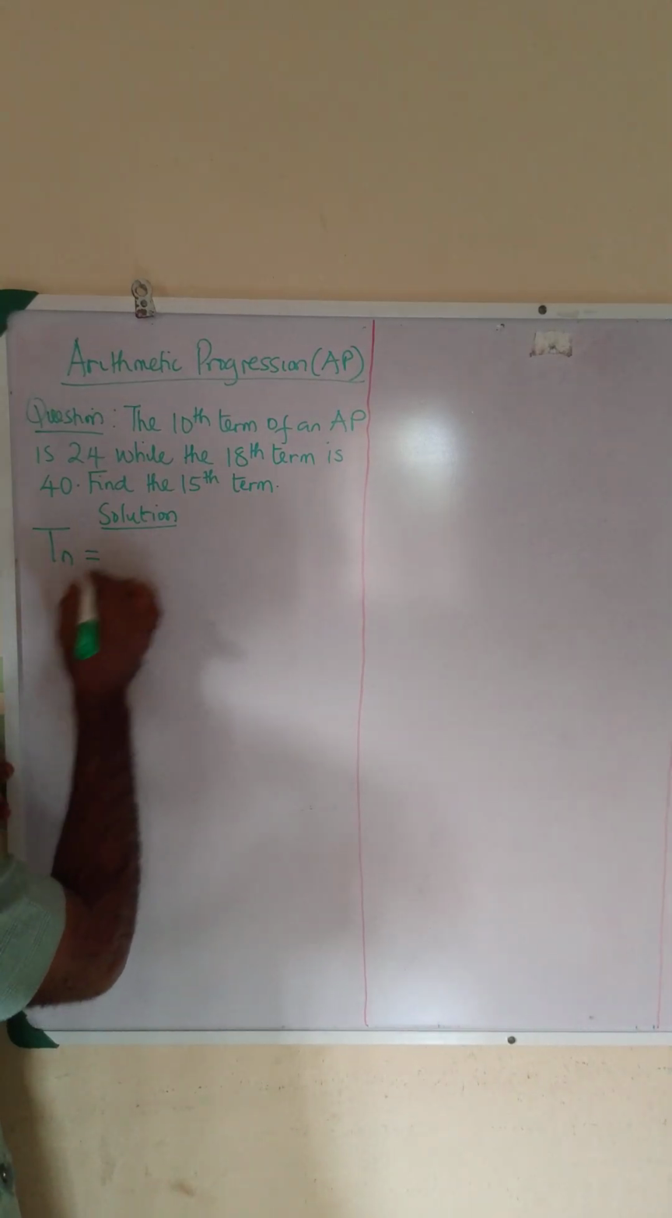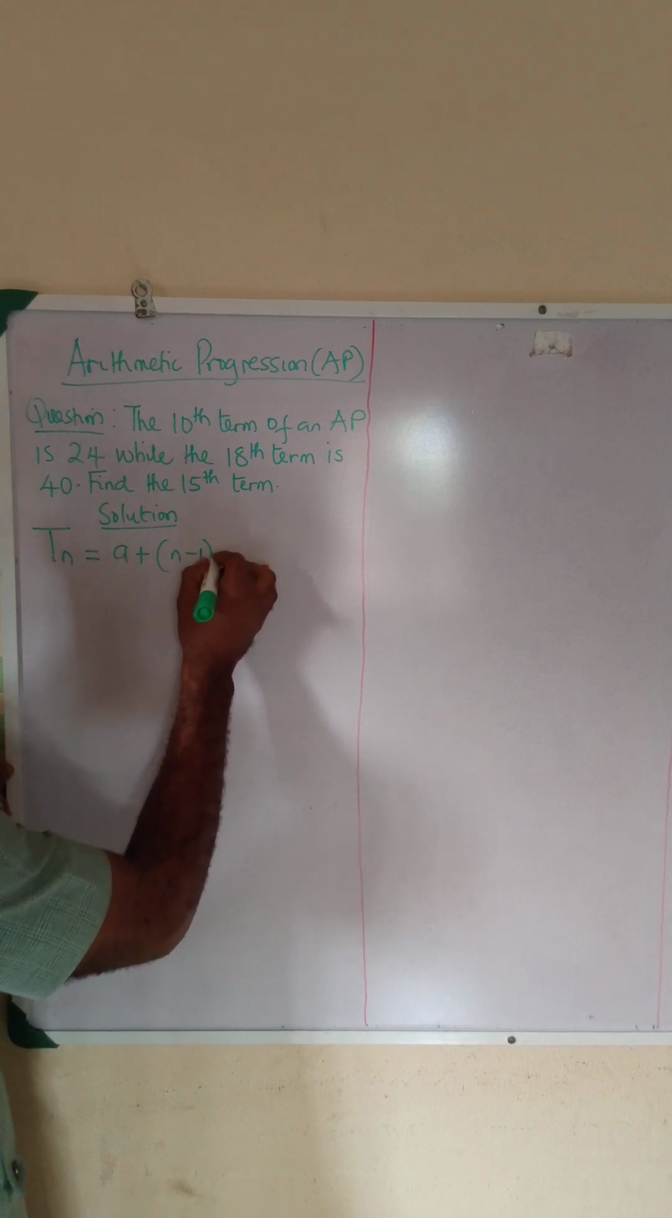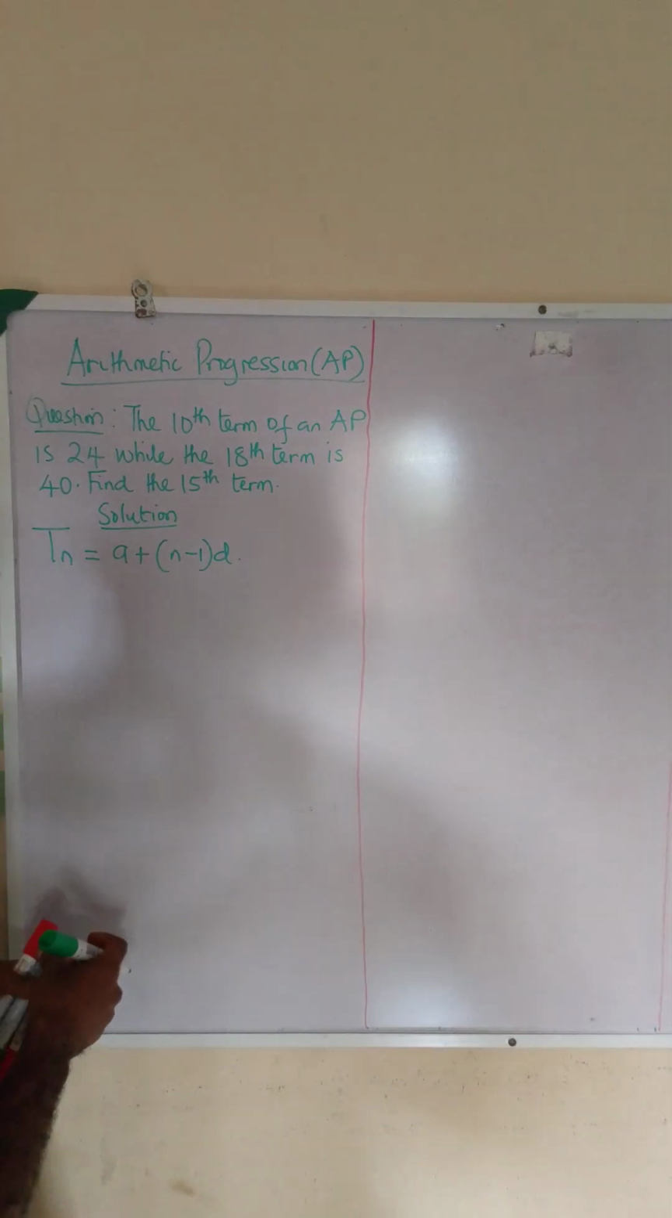which is equal to Tn equals A plus (n minus 1) d. I have defined these parameters before, so I'm not going to do it now.